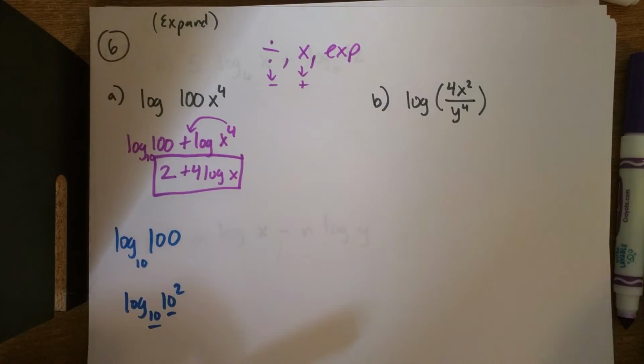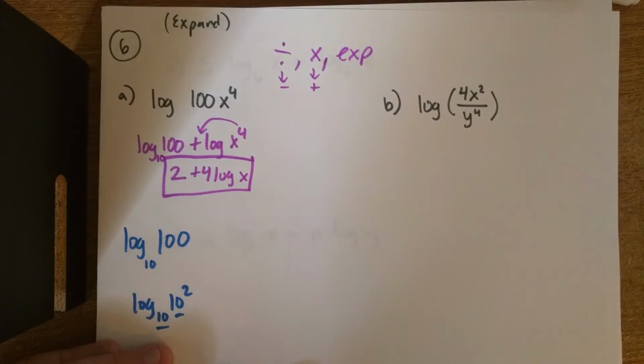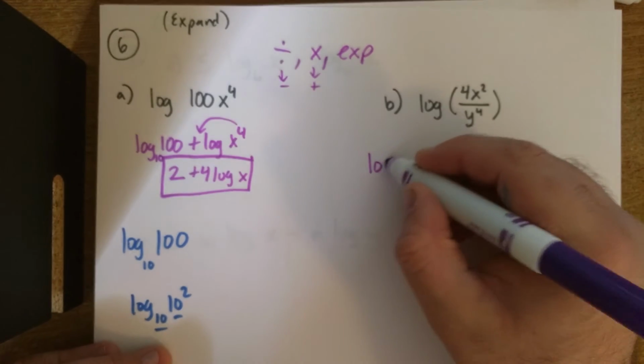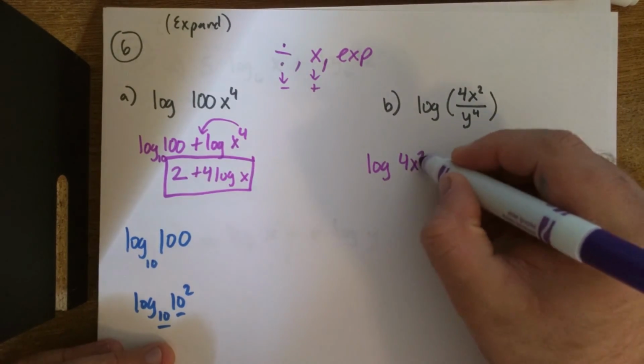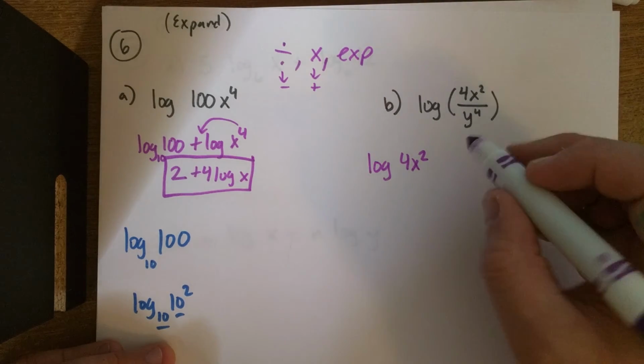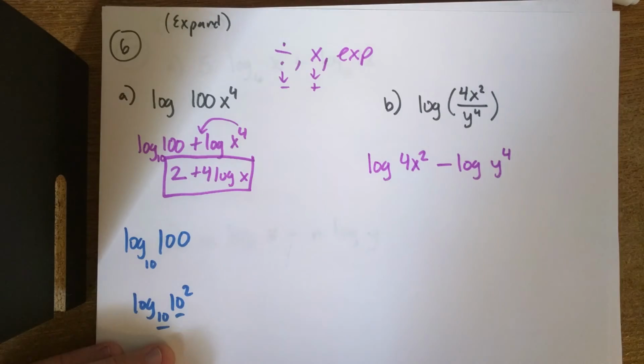Let's go ahead and do part B. Again, look for division first, then multiplication, then exponents. I do see division here. So we're going to separate this as log 4x squared. Notice I'm keeping the top of the fraction together so far. Minus log y to the 4.